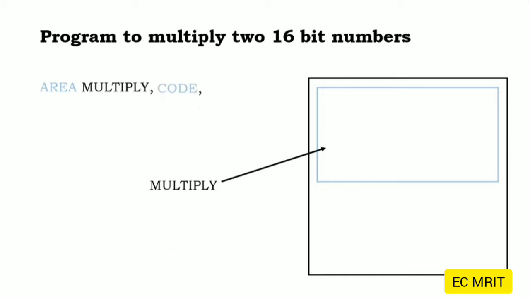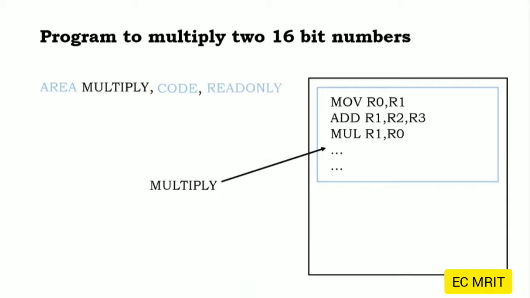Why is this area used? What are we writing here? We are writing code. Code is a combination of a set of instructions. For example, we can write any instructions from the ARM7 instruction set. That's why we have written it as code. Next, what type of memory is it? It is a read-only memory, that is ROM. That's why we'll write read-only memory.